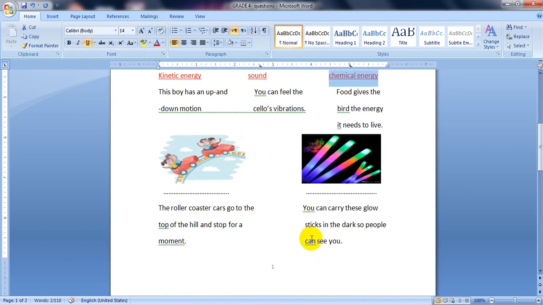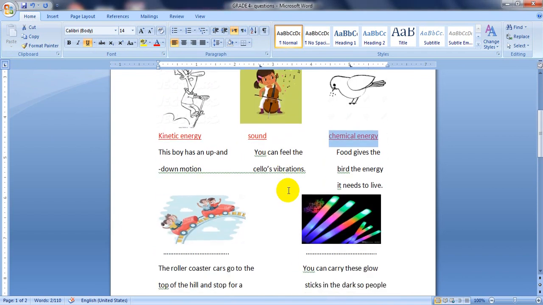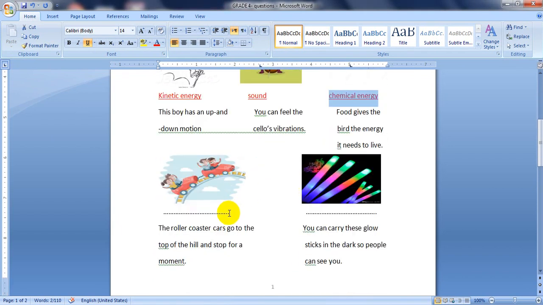Let's move to the fourth one. Do you remember the roller coaster cars? They have two motions, when they are moving and when they stop up. Here the roller coaster cars go to the top of the hill and stop for a moment. When they stop, which kind of energy is the energy of position? It's potential energy. So here we will write potential energy.